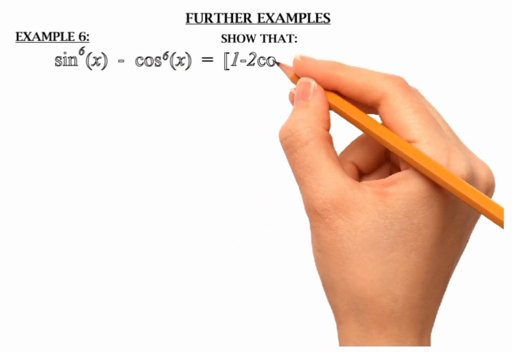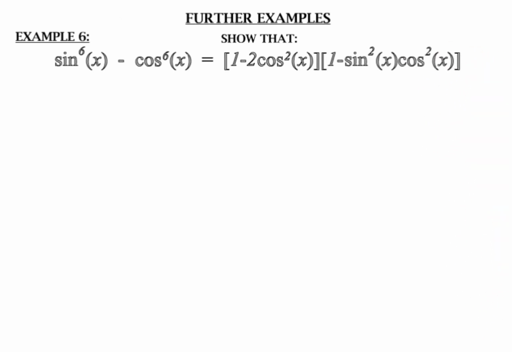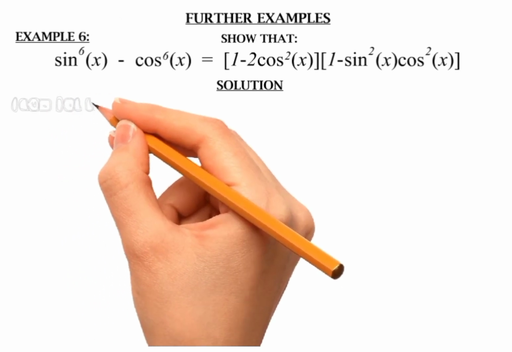Example 6. We want to show that sin x raised to the power of 6 minus cos x raised to the power of 6 is equal to 1 minus 2 cos square x multiplied by (1 minus sin square x) cos square x. To prove this, let us start from the left-hand side, since all we need to do is to factorize and eliminate some terms to arrive at the expression on the right-hand side.